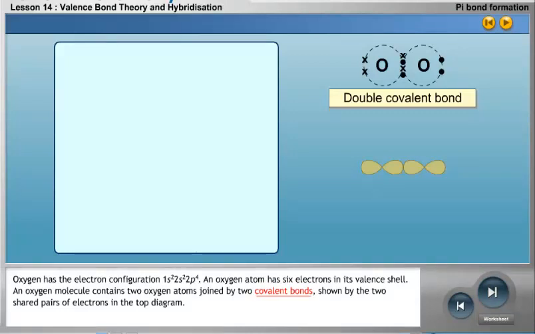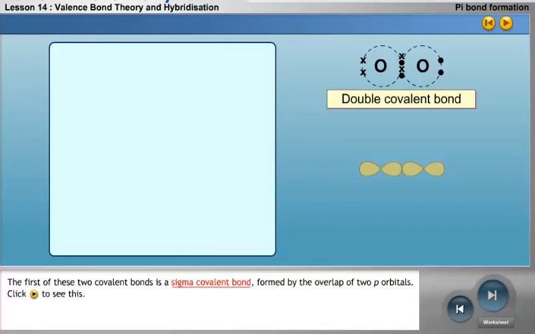Oxygen has the electronic configuration 1s2, 2s2, 2p4. An oxygen atom has 6 electrons in its valence shell. An oxygen molecule contains 2 oxygen atoms joined by 2 covalent bonds, shown by the 2 shared pairs of electrons in the top diagram. The first of these 2 covalent bonds is a sigma covalent bond formed by the overlap of 2 p orbitals. Click the forward button to see this.